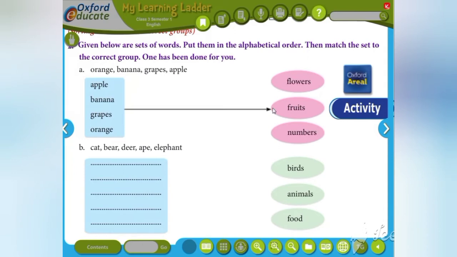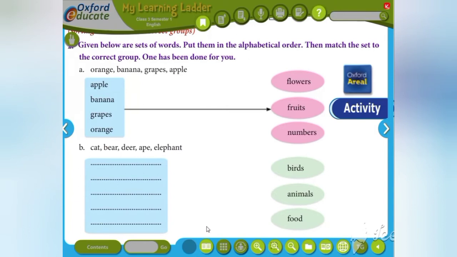And then we have to find which group this belongs to. So there are three groups: flowers, fruits, and numbers. So apple, banana, grapes, orange belong to which category? Is it flowers? No. Is it fruits? Yes. So apple is a fruit, banana is a fruit, grapes is a fruit, and orange is a fruit, right? Okay. The remaining things you have to do as homework. You can do it, right?